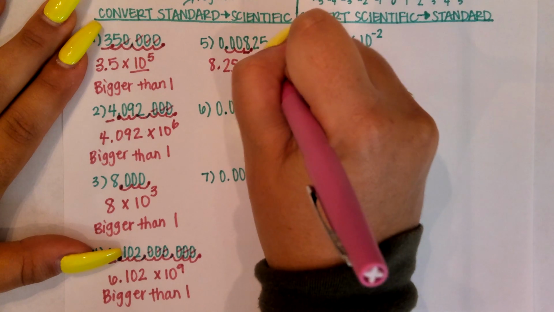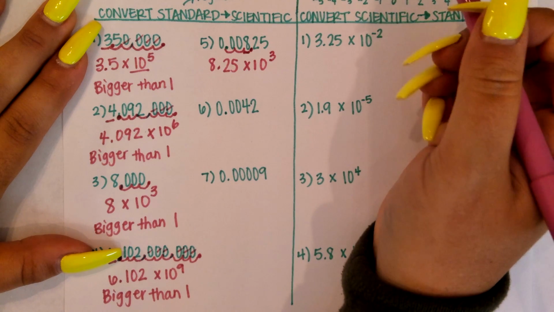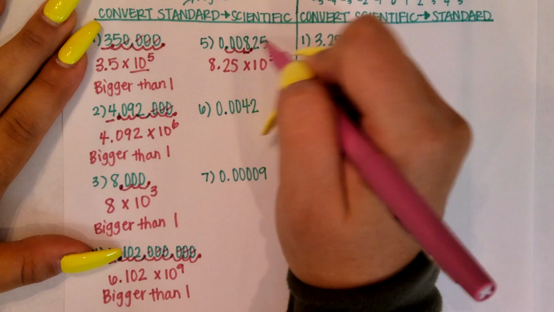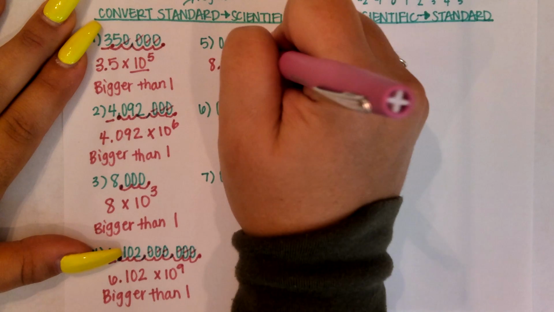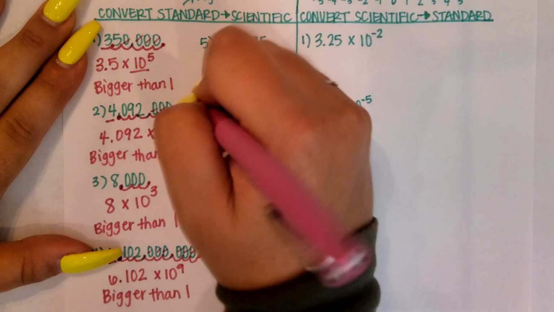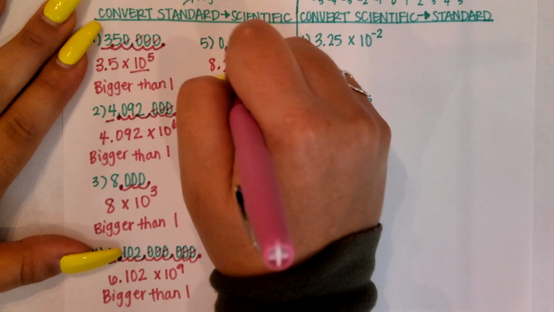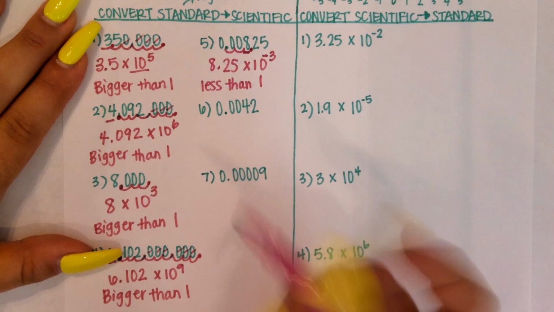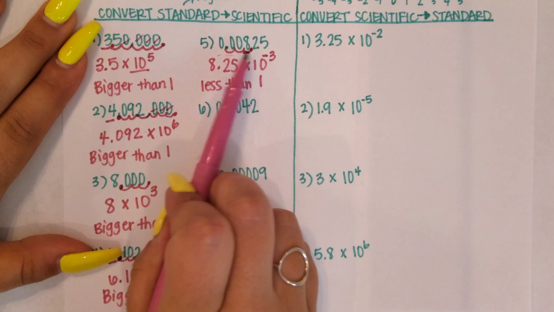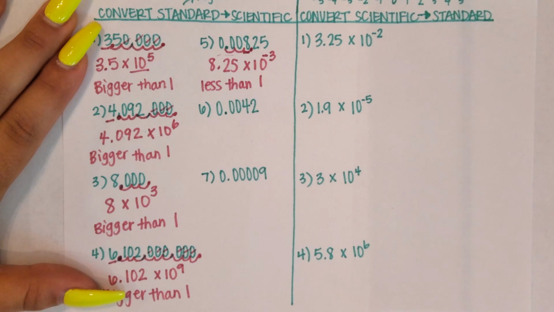So my exponent is a 3, but this number is less than 1. So my exponent is going to be a -3. So less than 1. If it starts with zeros, you're going to have a negative exponent.